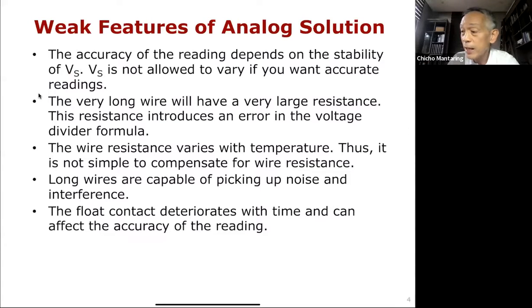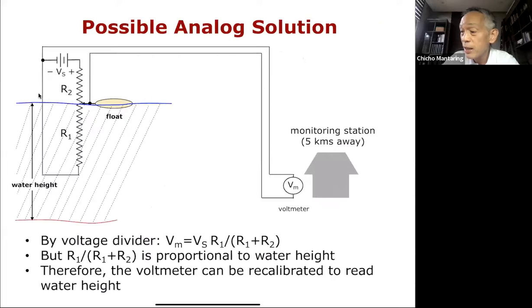The second weak feature, ang haba nitong wire na to. Remember, I said that this is a monitoring station that is 5 kilometers away. If I am measuring voltage using very, very long wires, nagkakaroon ng voltage drop along my wire. And therefore, hindi na rin accurate yung mababasa nito.